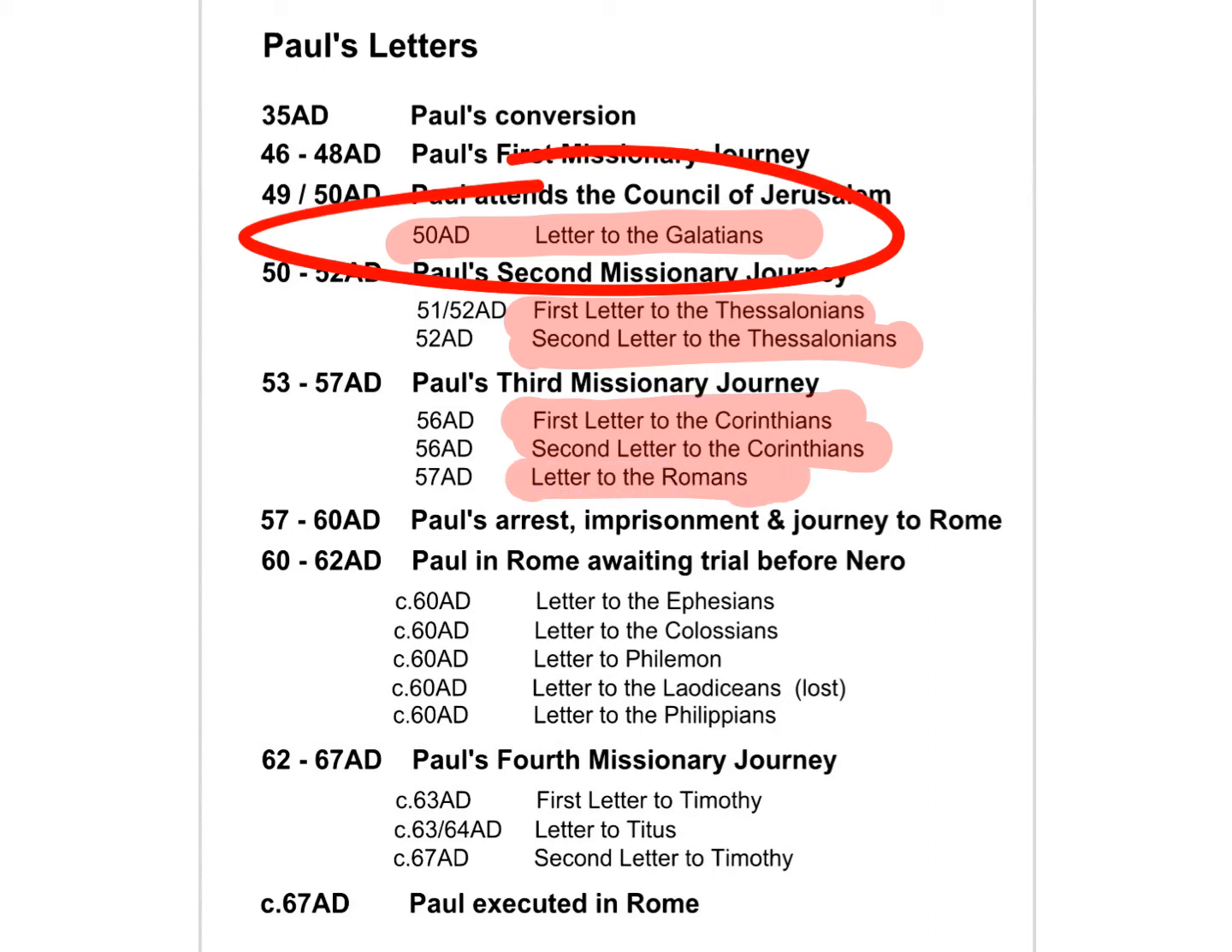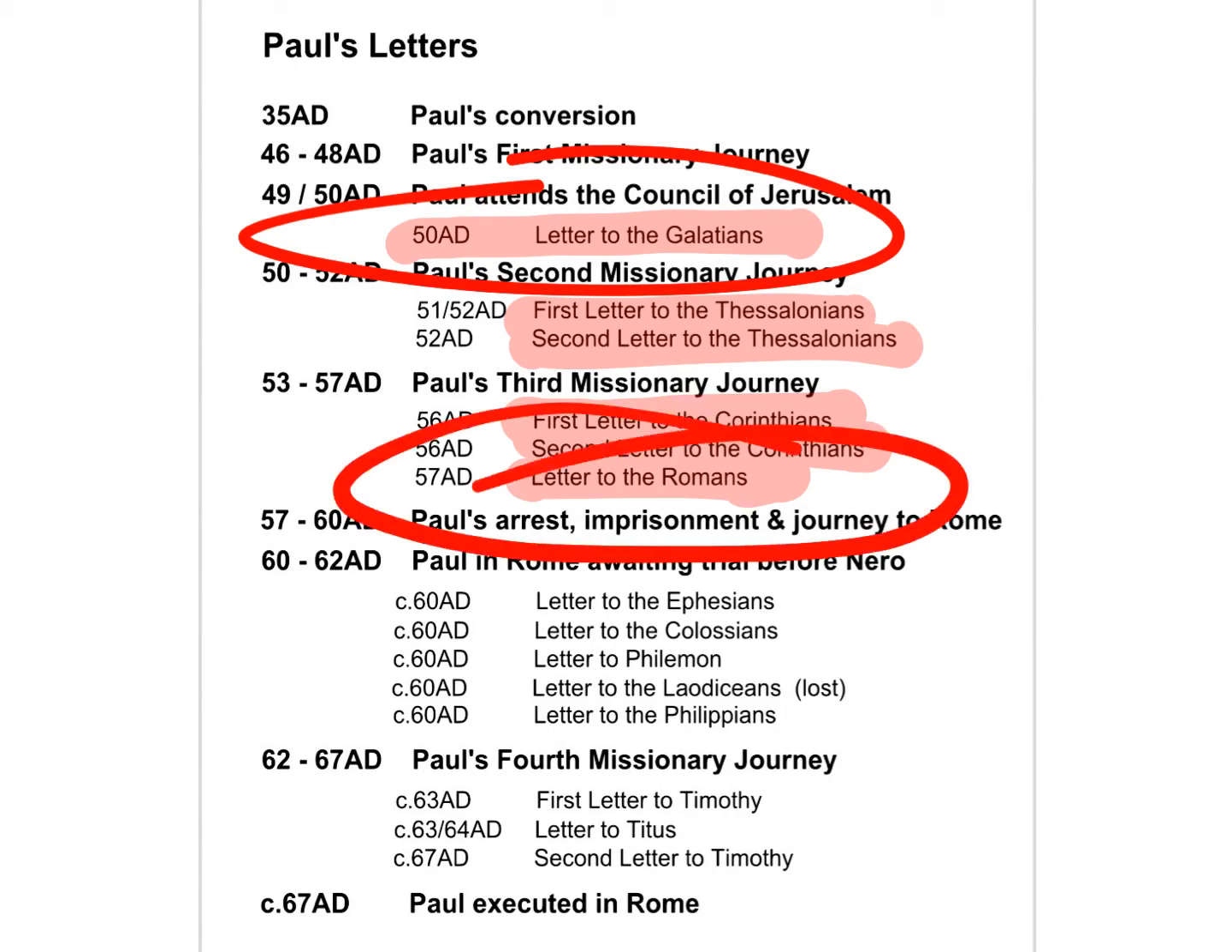And then we get finally to the letter to the Romans right there. And then you see his prison epistles that come up later, and then the so-called pastoral epistles, 1st and 2nd Timothy, Titus, which come much later. But there you see this is where Romans fits in the list of Paul's letters.